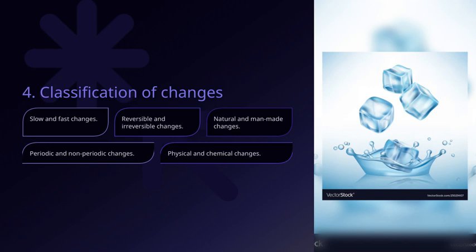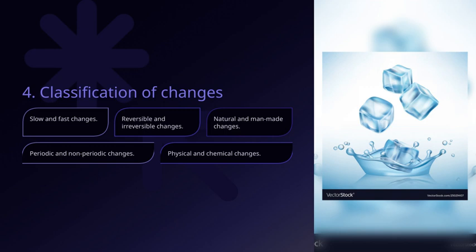Periodic changes happen at regular intervals, like seasons changing each year, whereas non-periodic changes are irregular and unpredictable, like a sudden storm. This distinction is important when studying natural phenomena.